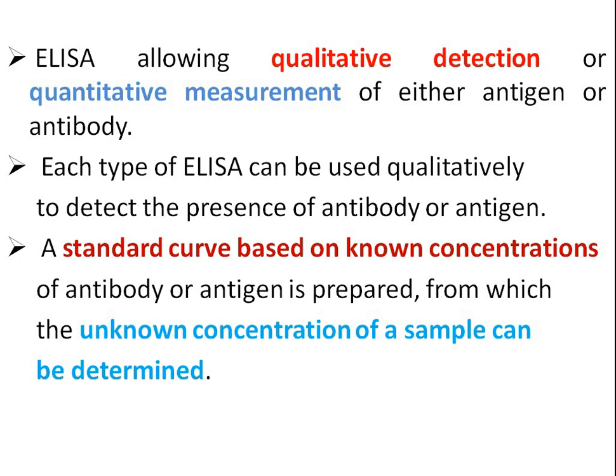So, in ELISA techniques, the unknown sample will be compared with the known standard curve. They have to first collect the values for the known standards. Then the unknown sample value will be compared with the known standard value.